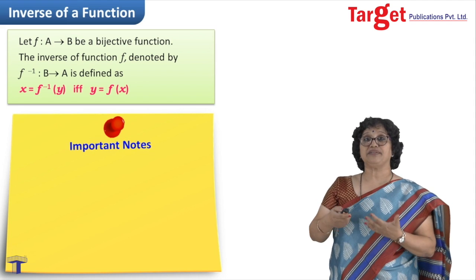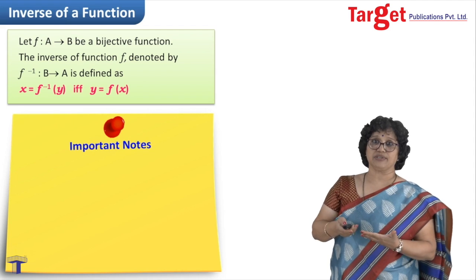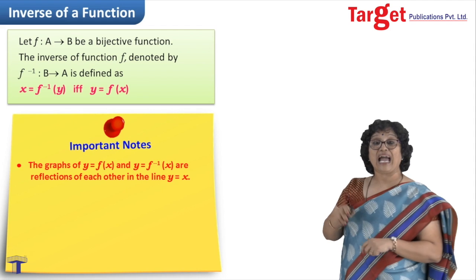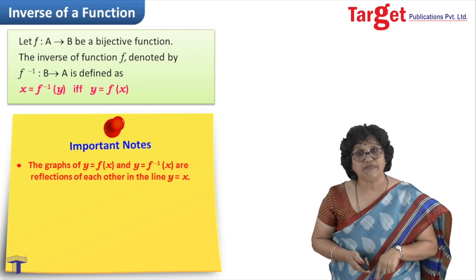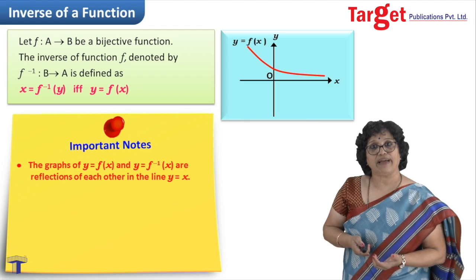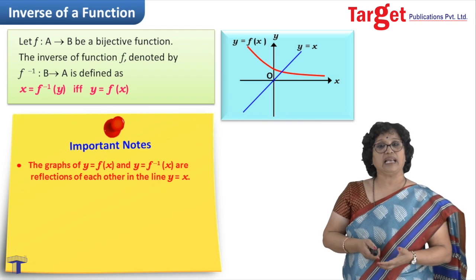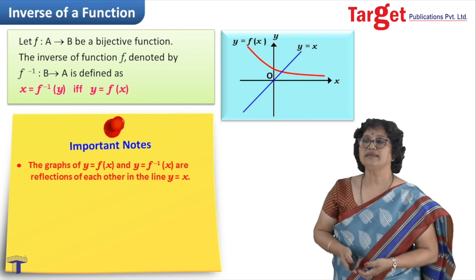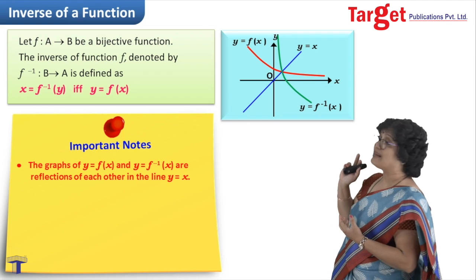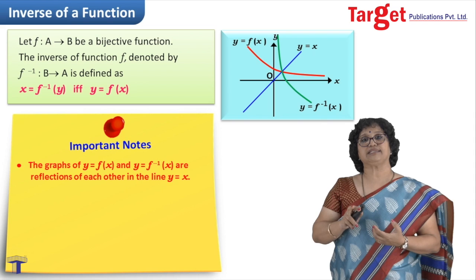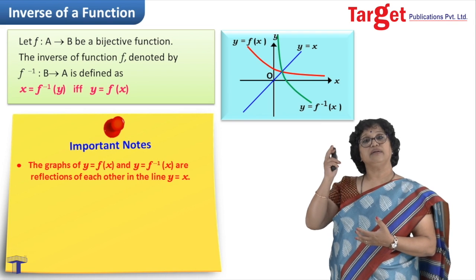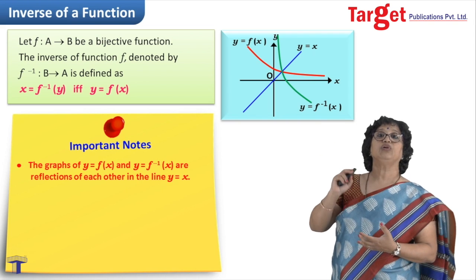Now you all know me. Every time I try to connect the topic to graphs or pictures. So I say the graphs of y equal to f(x) and y equal to f inverse x are reflections of each other in the line y equal to x. Let us see how it is. Suppose y equal to f(x) I have drawn on the graph, and then I take the line y equal to x. Then I take the reflection of y equal to f(x) in the line y equal to x, which I have shown as the green color graph. Now y equal to f inverse x is represented by that green color graph. Red curve is for y equal to f(x) and green curve is for y equal to f inverse x.